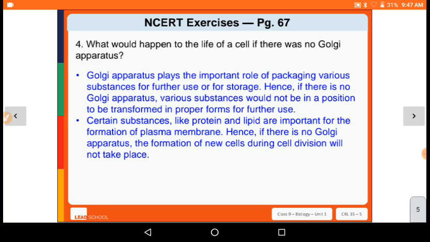If Golgi apparatus नहीं होगा तो प्रोटीन और लिपिड का जो मेन मॉडिफाइड वर्जन वो पूरे लाइसोसोम जो ट्रांसफ़र करता है पूरे सेल में वो नहीं आ पाएगा, तो फिर सेल डिवीजन के टाइम पे सेल का न्यू फॉर्मेशन नहीं होगा विदाउट Golgi body.